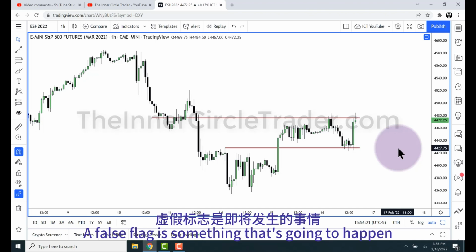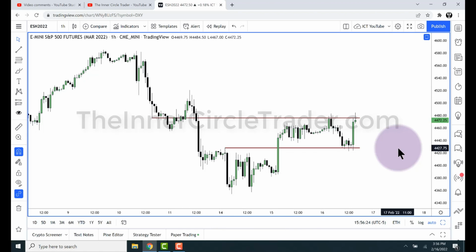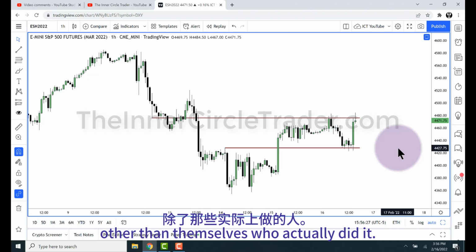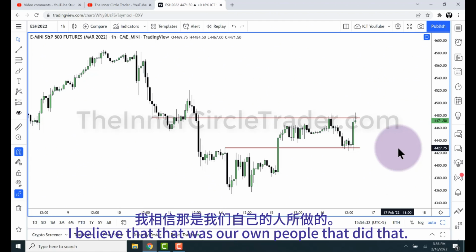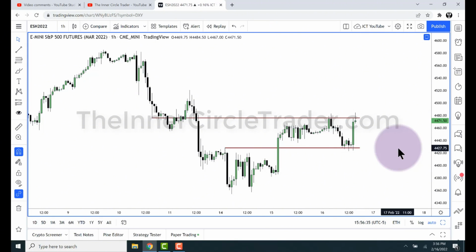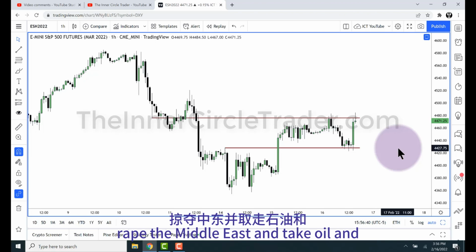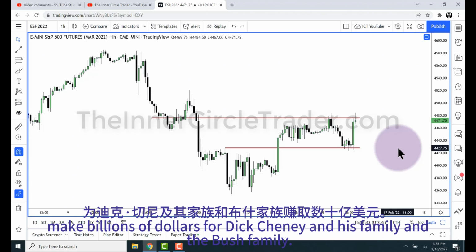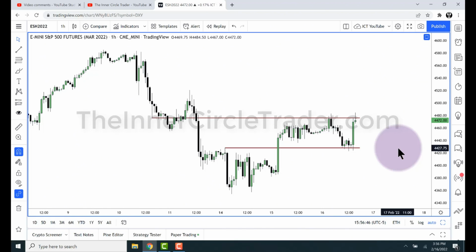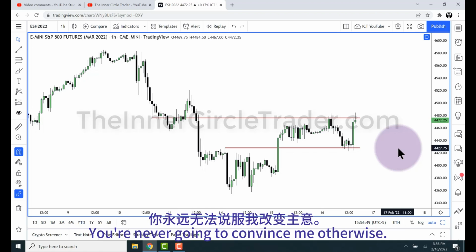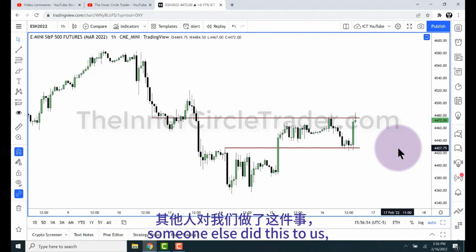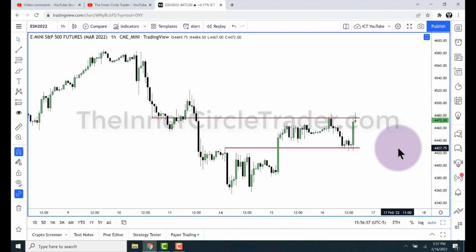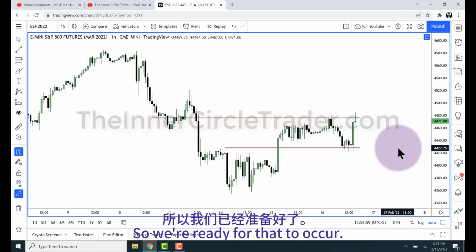A false flag is something that happens in a country, and they blame someone other than themselves who actually did it. Kind of like what I believe September 11th was in the United States. I believe that was our own people, and we used that as a catalyst to go in and rob, pillage, and rape the Middle East and take oil and make billions of dollars for Dick Cheney and his family and the Bush family. But that's my opinion. You're never going to convince me otherwise. But a false flag is where one country does something and says someone else did this to us. We're in that condition right now, so we're ready for that to occur.